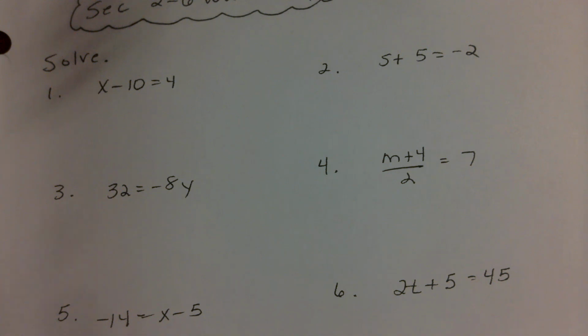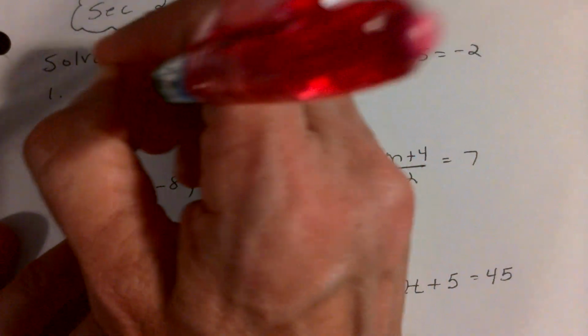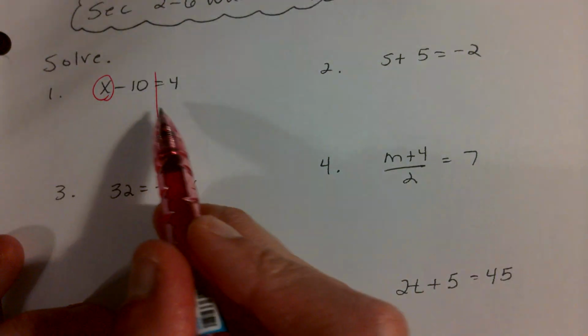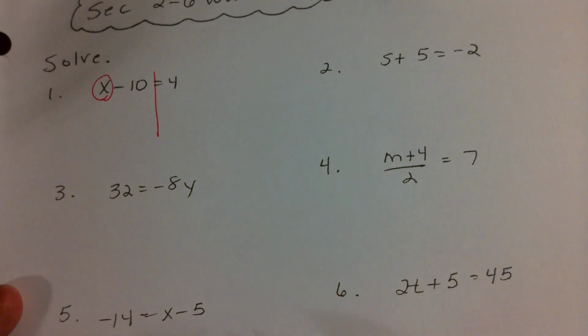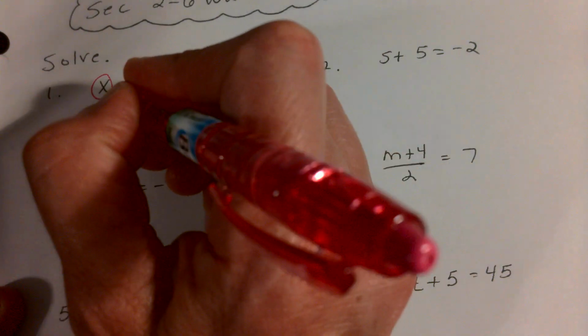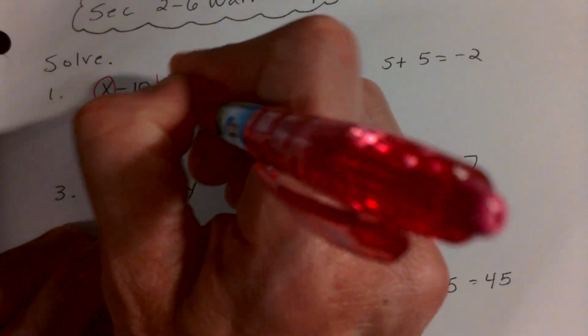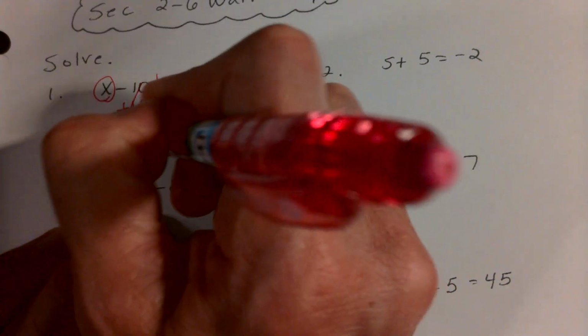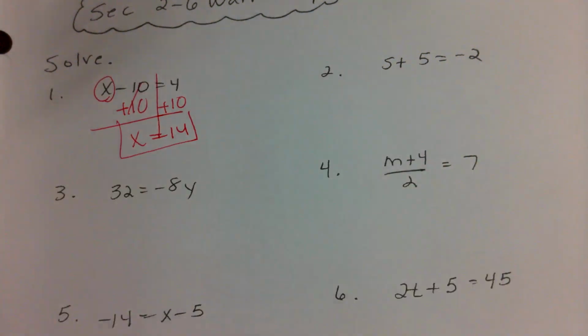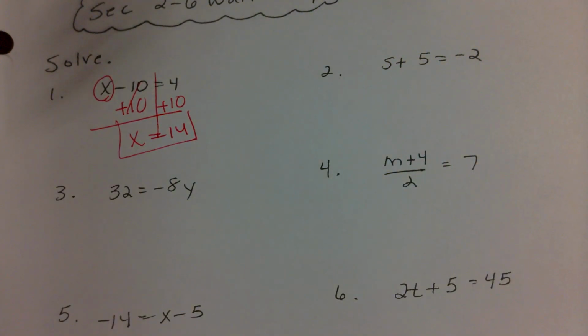I'm going to just solve these and we'll move on to the lesson for today. So you're going to draw a line, locate the variable. These are one of our very basic solving. So we go through all of them here. So the opposite of subtracting 10 would be adding 10. And x is equal to 14. So hopefully you all got that one right.